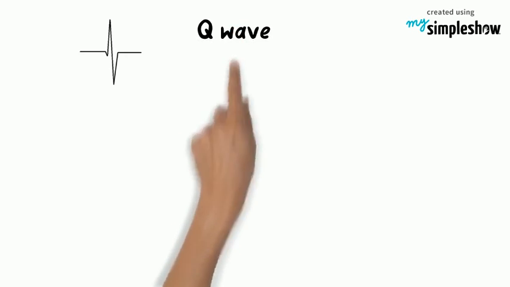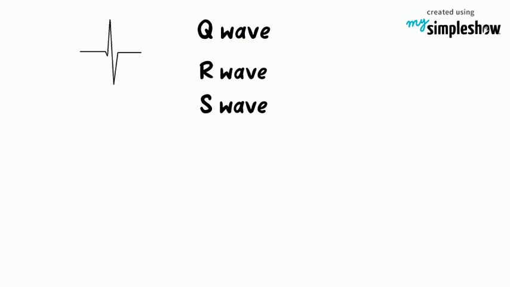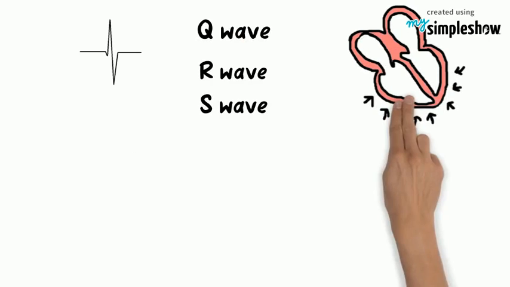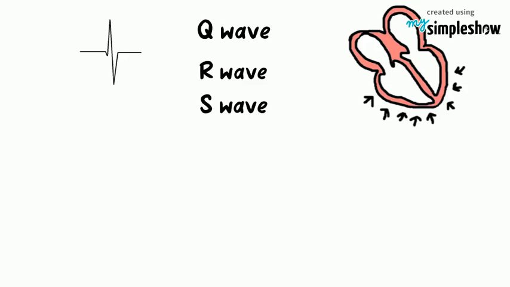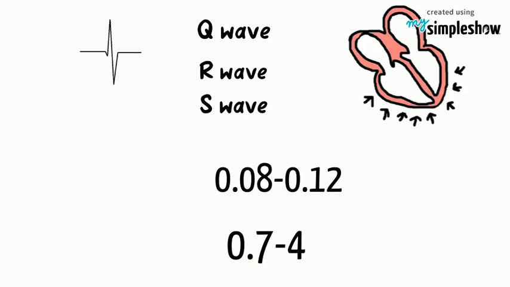The QRS complex consists of three waves: Q, R and S wave. It represents the ventricular depolarization. Normal duration is 0.08 to 0.12 seconds and amplitude is around 0.7 to 4 mV.